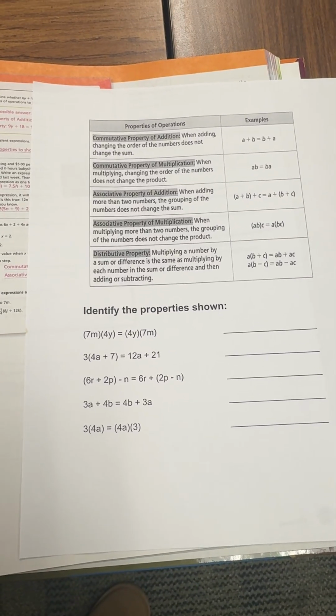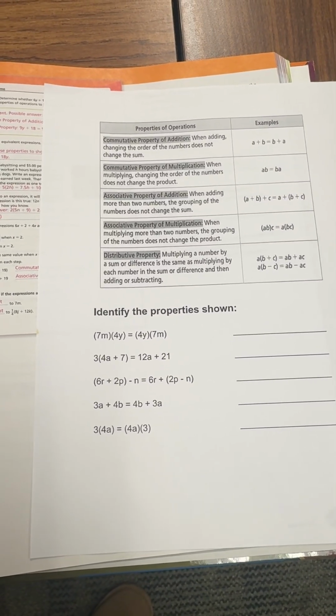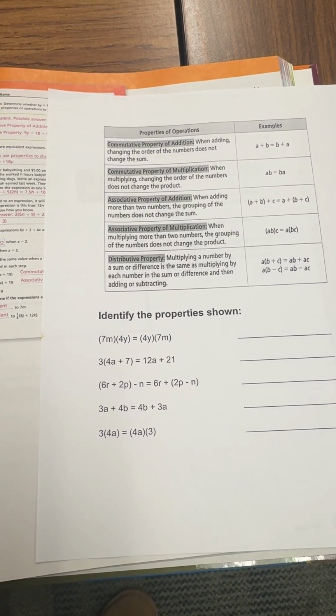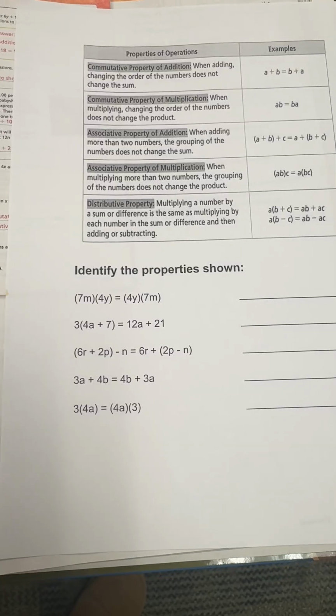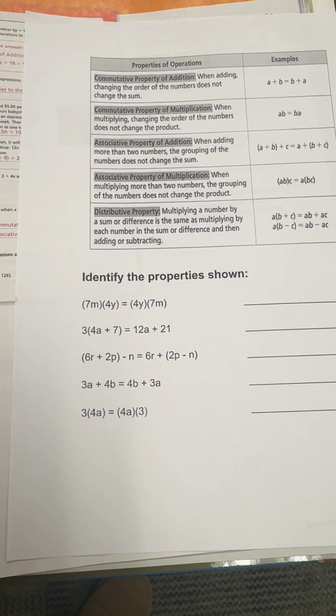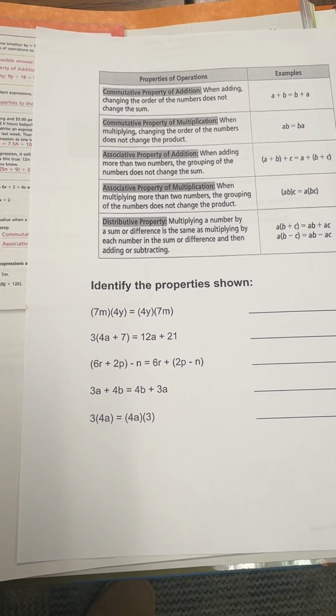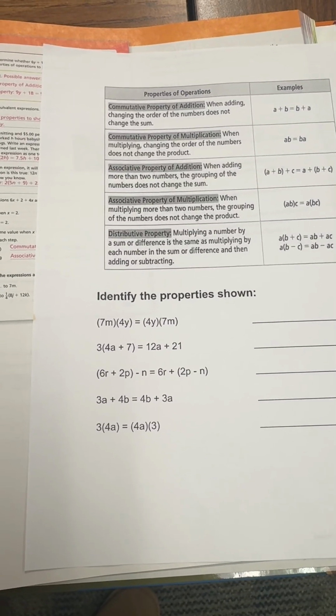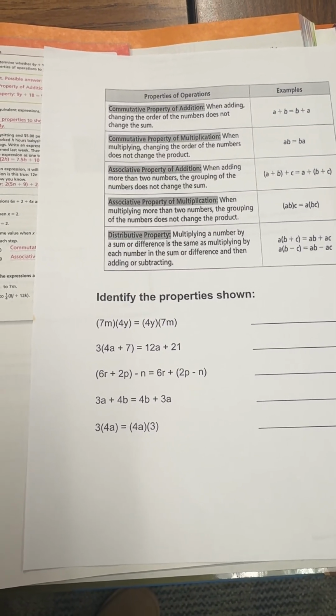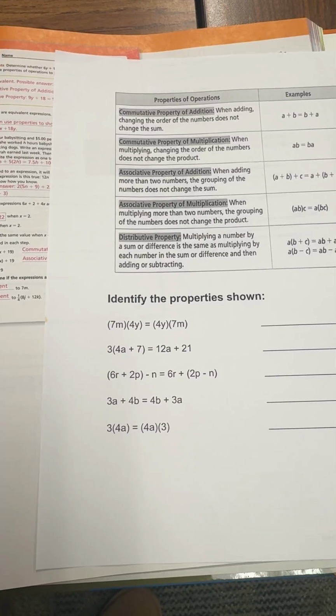The next one, 3 times the sum of 4a plus 7 is equal to 12a plus 21. All we've done is we've distributed that. We've distributed the 3 to the 4a to make a 12a, because 3 times 4a is 12a. And we've distributed the 3 times the positive 7 to be positive 21. So 12a plus 21 is equivalent to 3 times the sum of 4a plus 7.